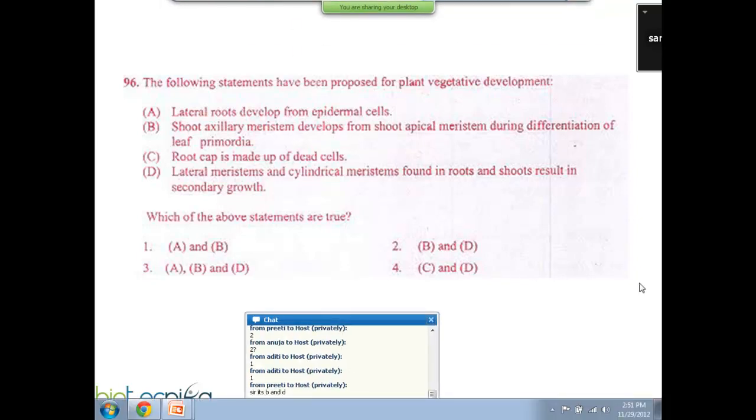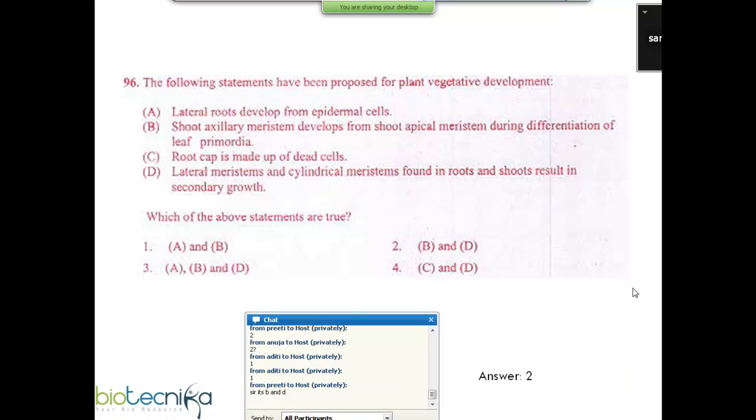So lateral roots develop from where? Not from epidermal cells. Lateral roots are not developed from the epidermal cell. Definitely it should be from your apical meristem, the root which is present there, right? It is just like a branching of your root. Understood? It is not from the epidermal cells. With this information you can crack it. The answer is B and D, straightforward.